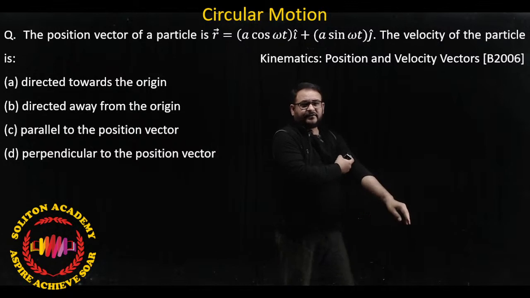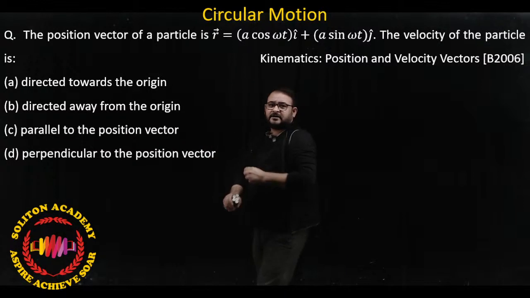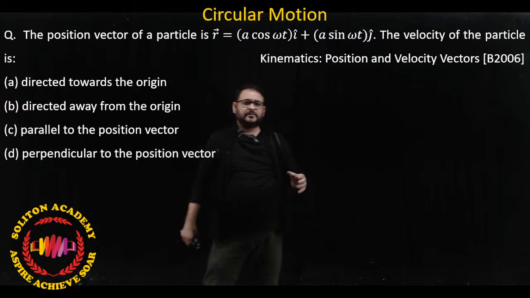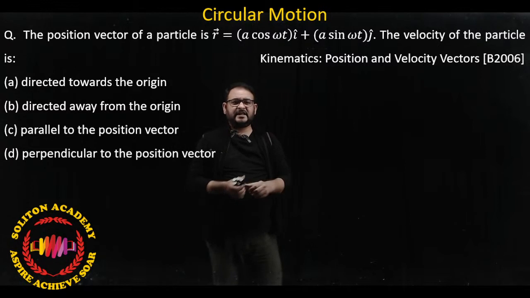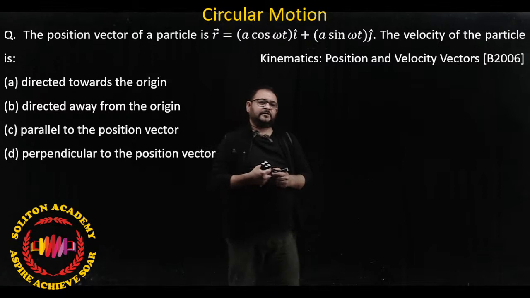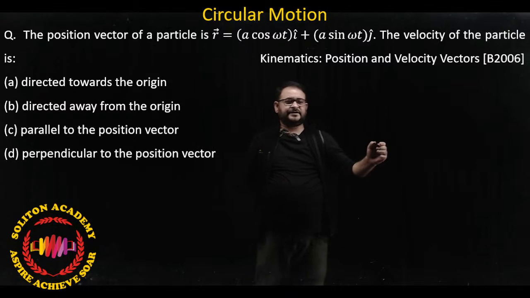So let's move on. The velocity of the particle. So we did this case, the position vector is given. So the answer will be: the velocity of the particle is perpendicular to the position vector, right? So our answer is D.